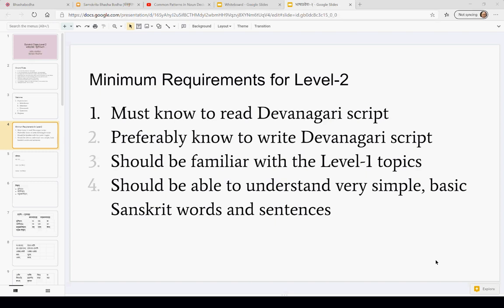And then you should be familiar with level 1 topics, which we'll just quickly review in today's class. And if it overflows to the next class, that's fine. We'll review the level 1 topics. So that will give us something to start with. But you should be able to understand very simple basic Sanskrit words and sentences. We'll try to do that.